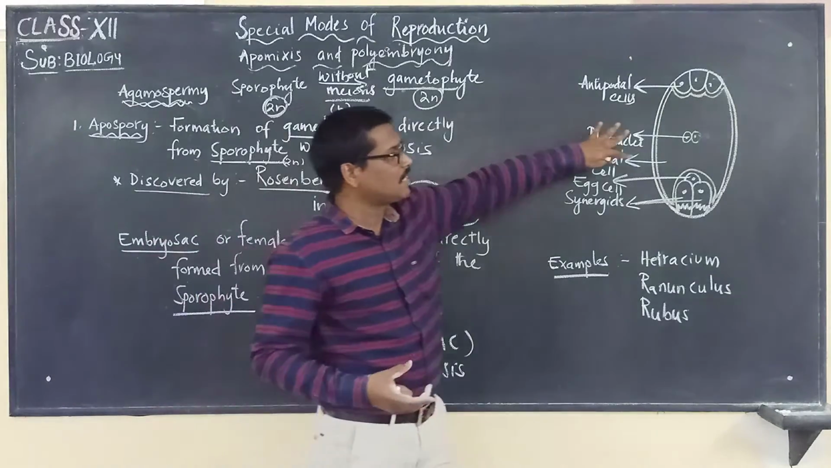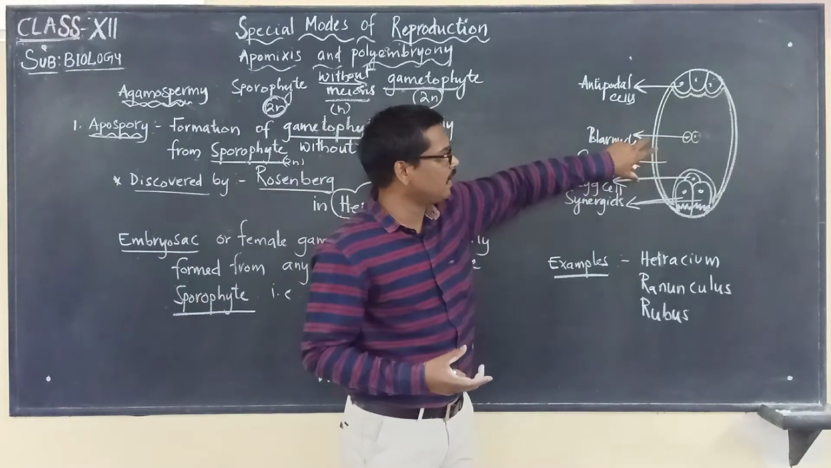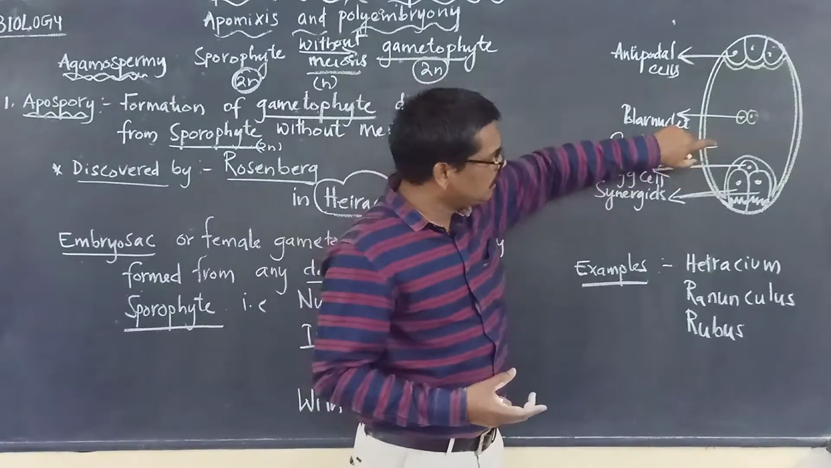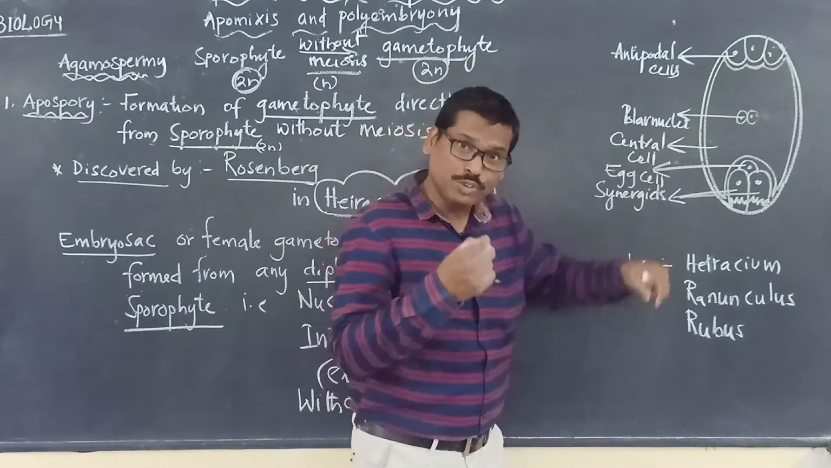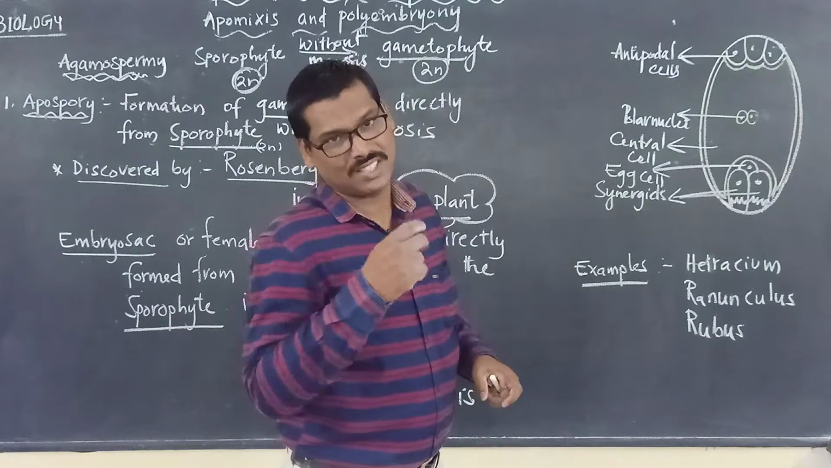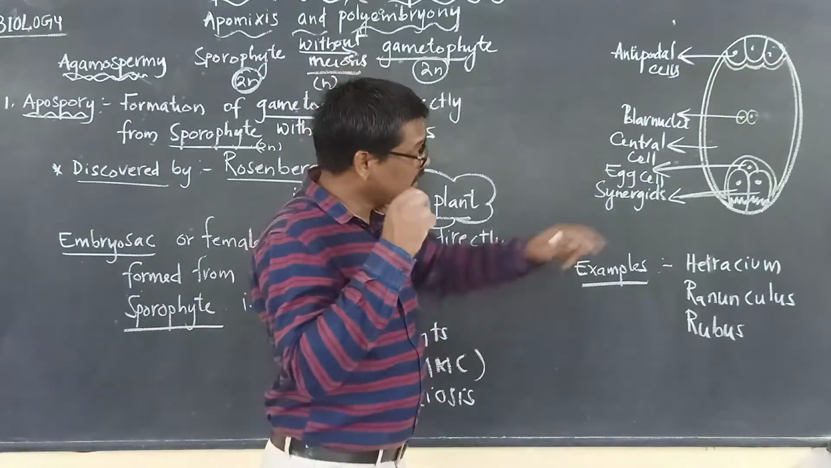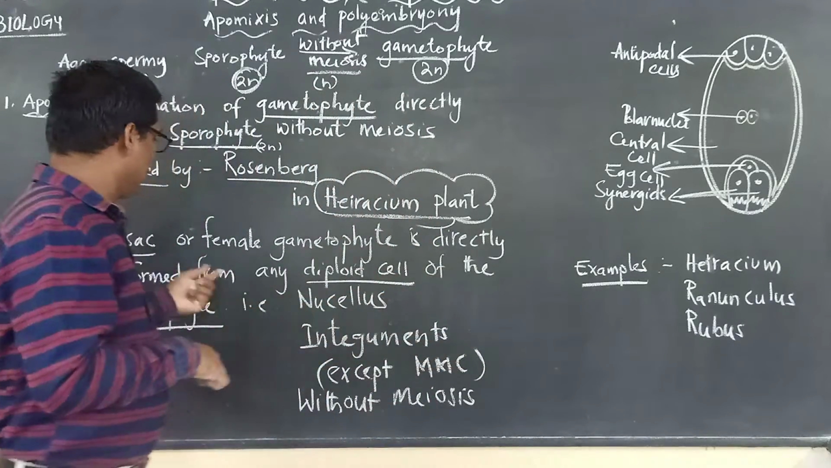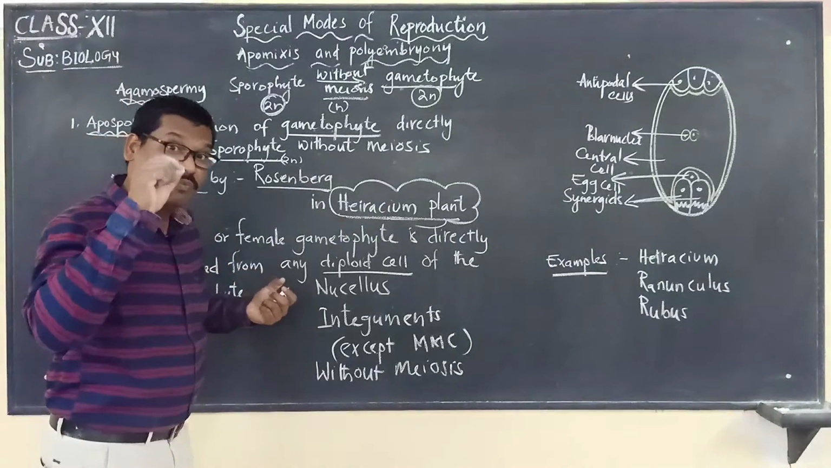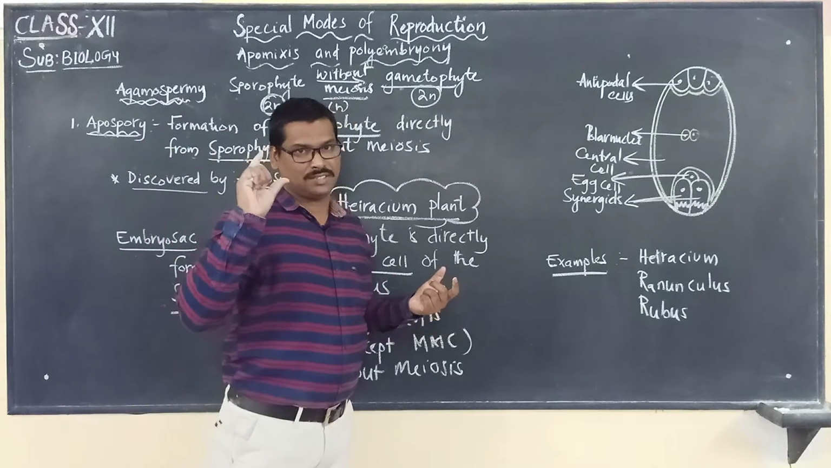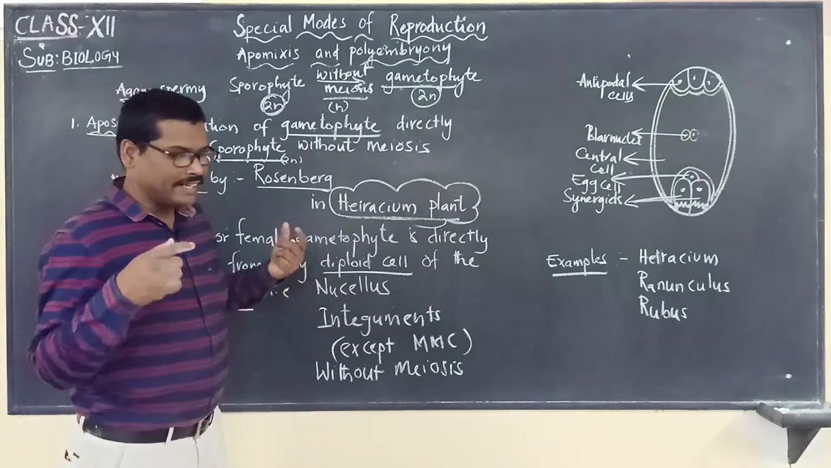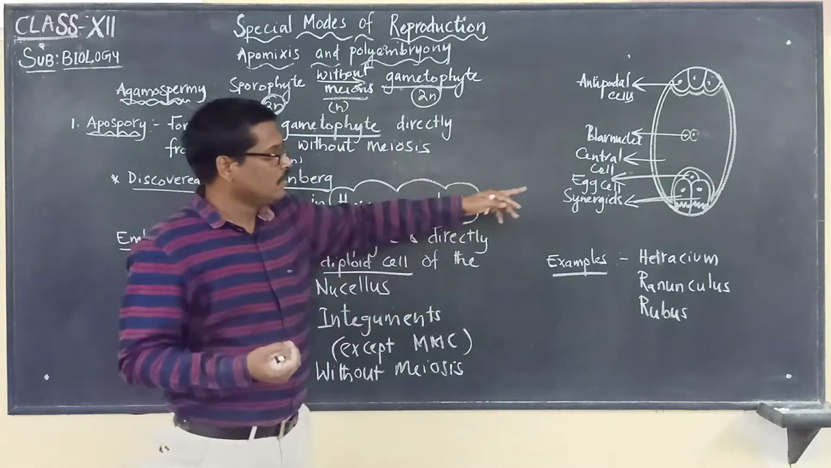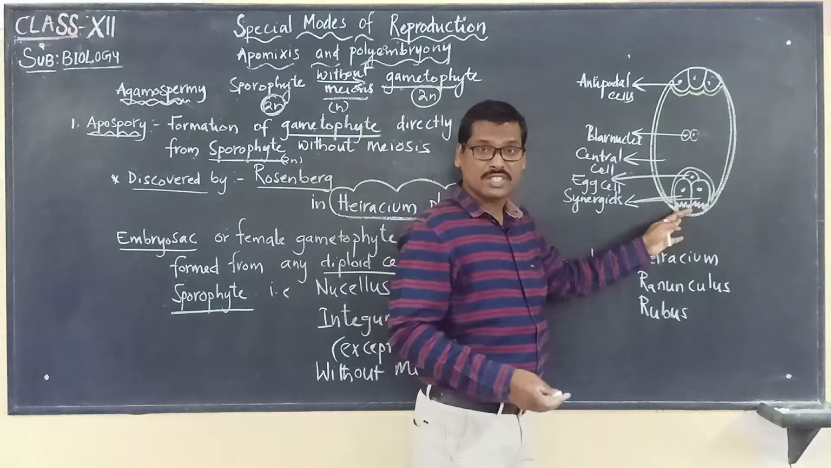Now if you are looking at this diagram, this is an embryo sac. So this embryo sac is actually formed by what process? Meiosis. It is formed through meiosis process. But here what we are saying is that the embryo sac is formed without undergoing meiosis. That embryo sac is nothing but female gametophyte.